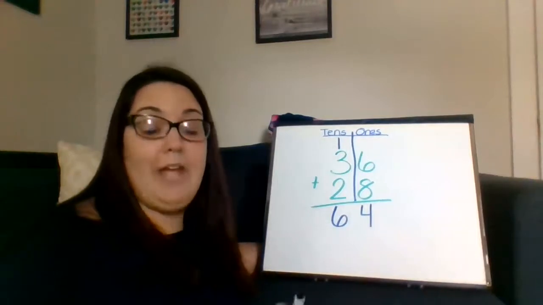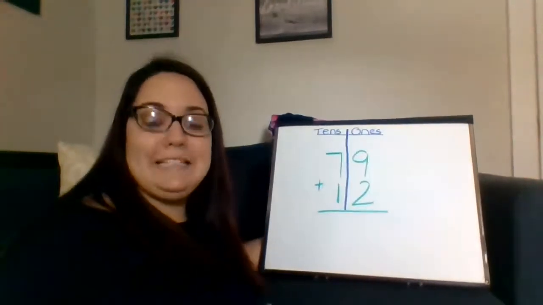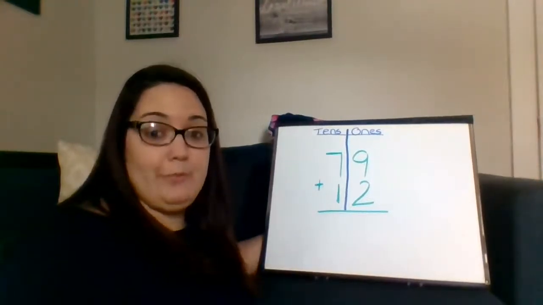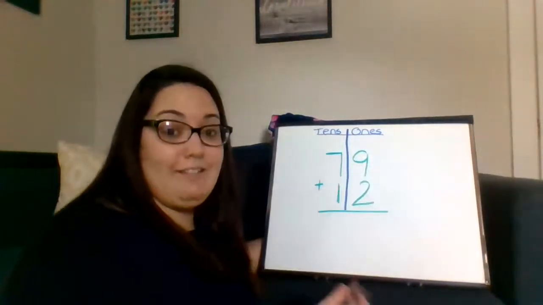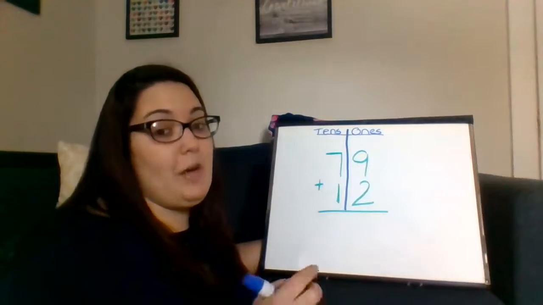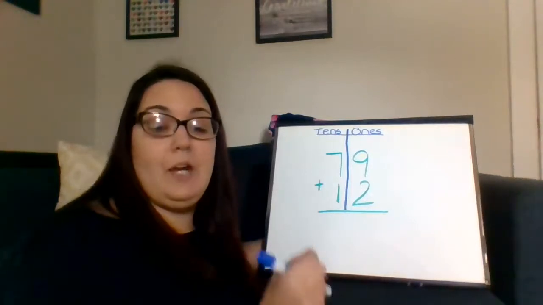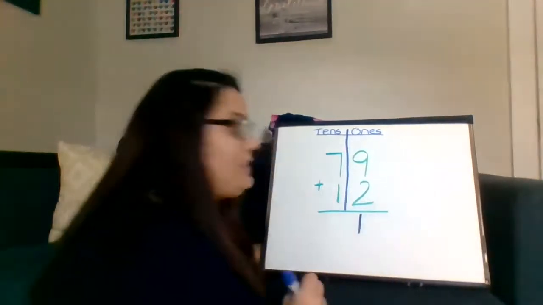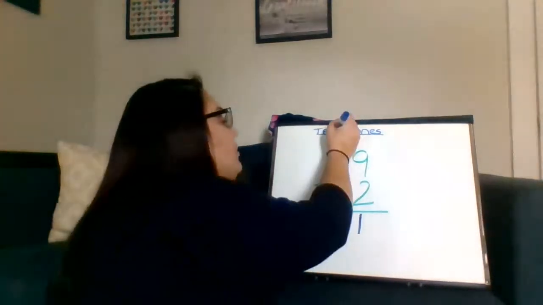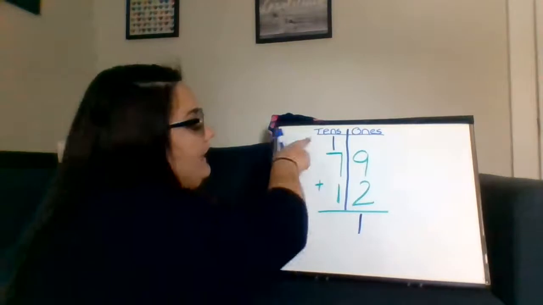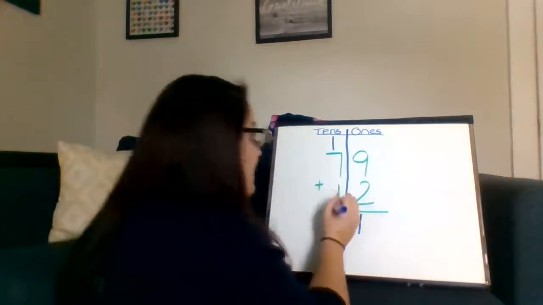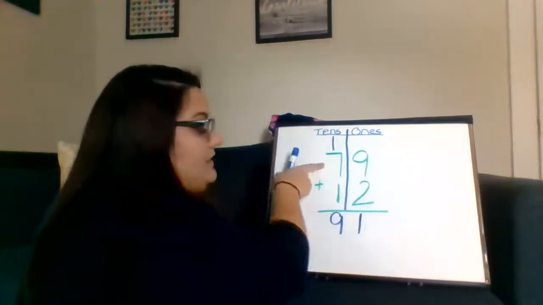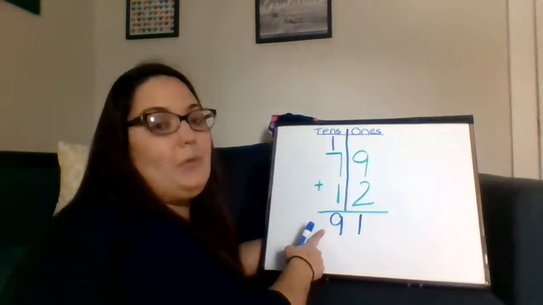Let's try another problem where we have to regroup. My next problem is 79 plus 12. First, I need to add up my ones. 9 plus 2 is 11. 11 is a two-digit number that has a 1 in the ones place and a 1 in the tens place. So I put my 1 from my ones place here, and the 1 from the tens place goes with my tens. Now I can add up my tens. 1 plus 7 is 8, plus 1 more is 9. 79 plus 12 equals 91.